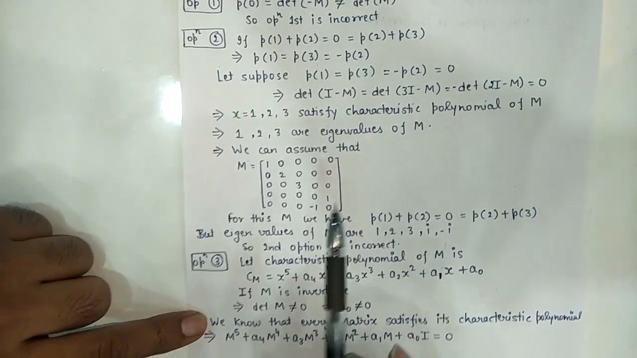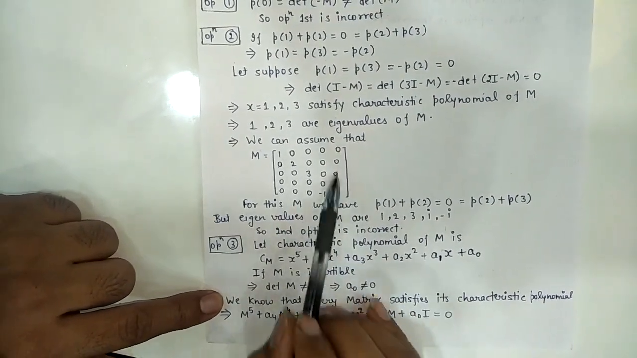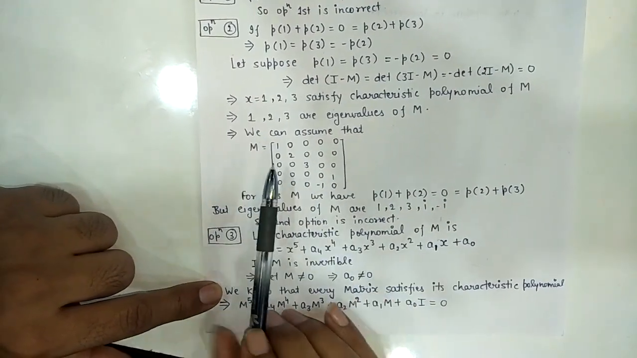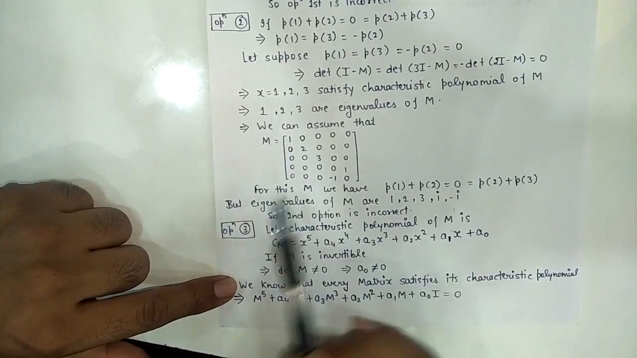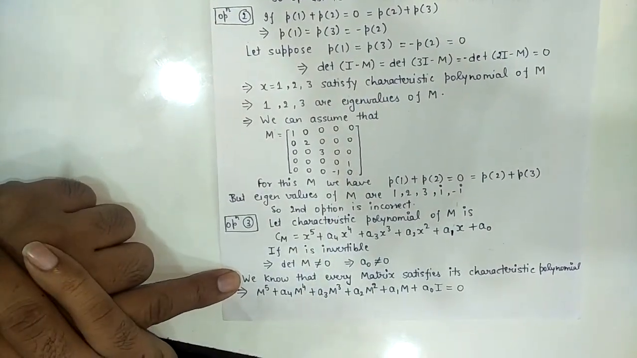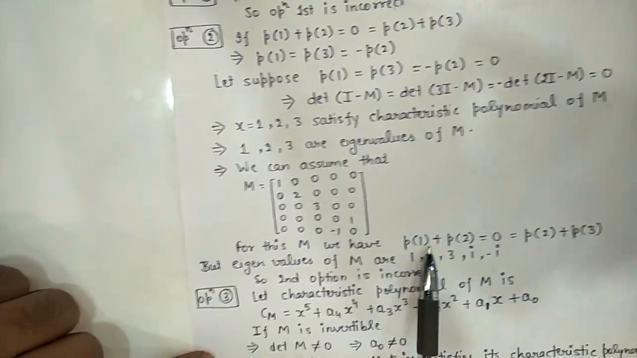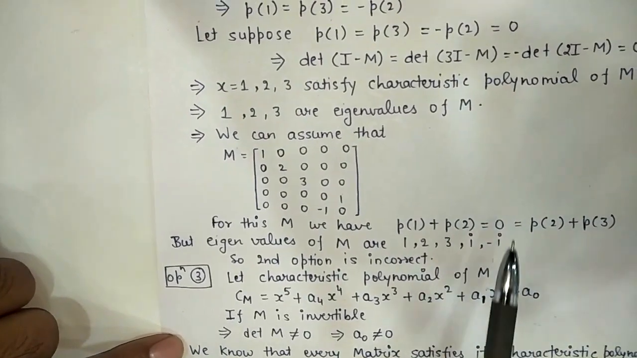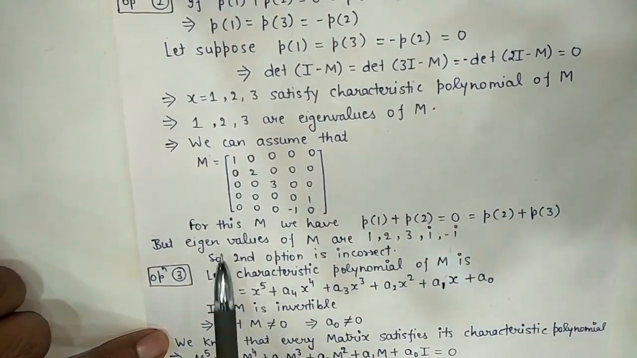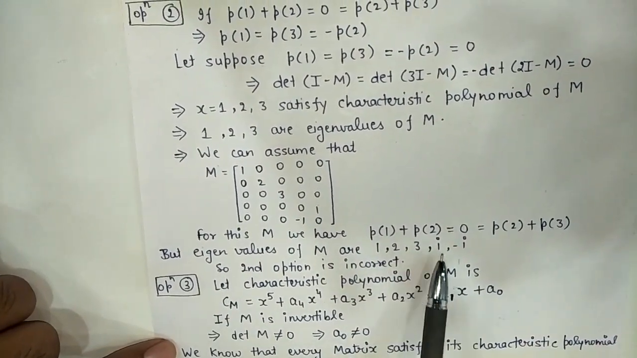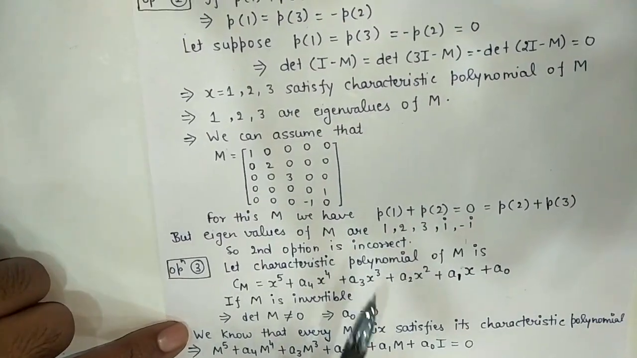This is a matrix which has real entries and eigenvalues 1, 2 and 3, and the other 2 eigenvalues are i and minus i. This matrix satisfies the given condition, P(1) plus P(2) equal to 0 and P(2) plus P(3) equal to 0, and the eigenvalues of M are 1, 2, 3, i, minus i. So that is why this second option is incorrect.